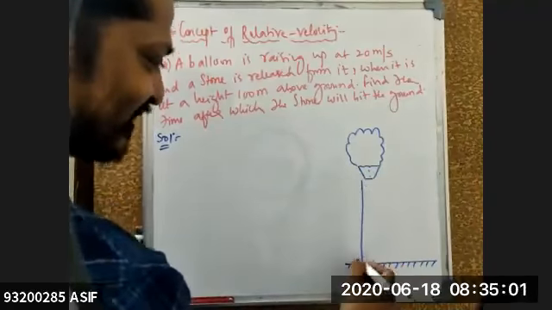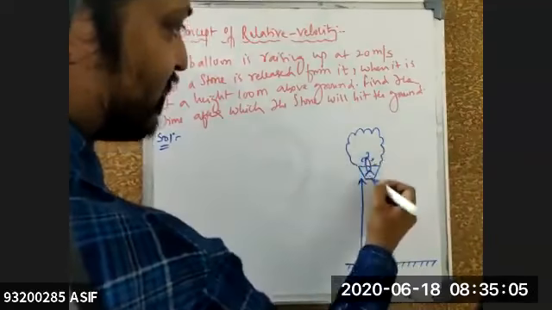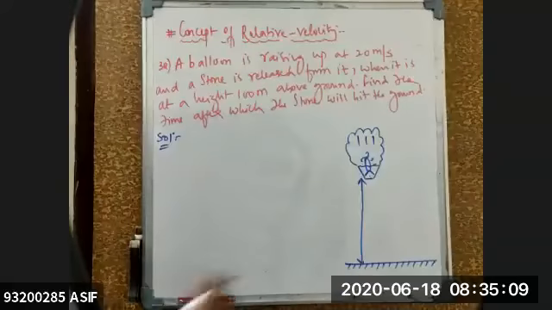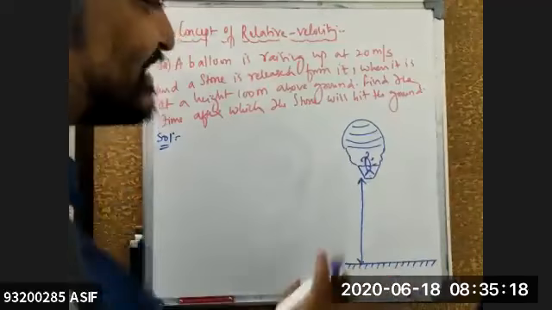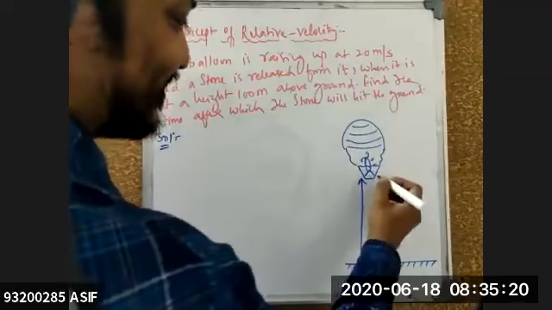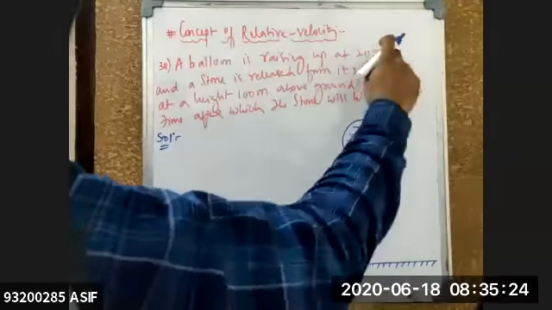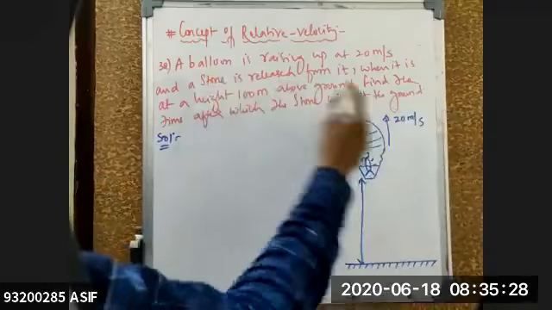This is a balloon. Somewhere a person is standing or sitting in this balloon right now. And this balloon is moving in the upward direction. Hot air balloon. Don't assume it as a bulb now. I can't draw better than this right now. So the balloon is rising up at what velocity? 20 meters per second. And the stone is being dropped from here.